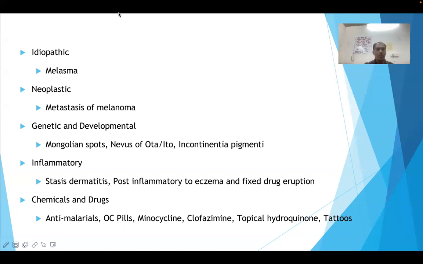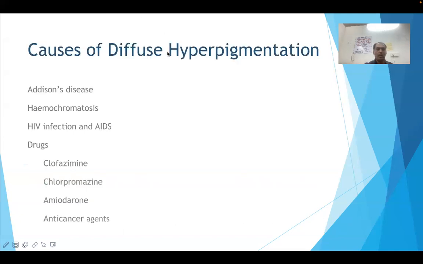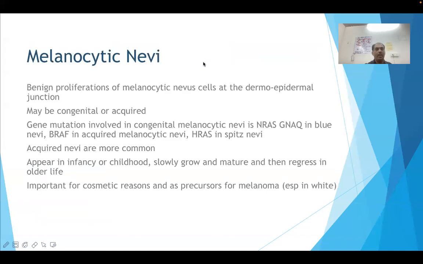Now coming to causes of diffuse hyperpigmentation. Again, hyperpigmentation, as we have discussed, can be localized or can be generalized. The causes of diffuse hyperpigmentation include Addison's disease, hemochromatosis, HIV infection, and several drugs such as clofazimine, chlorpromazine, amiodarone, and anti-cancer agents might lead to a diffuse hyperpigmentation.